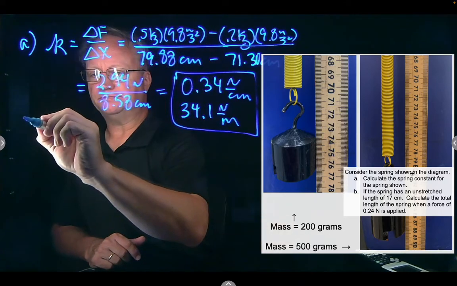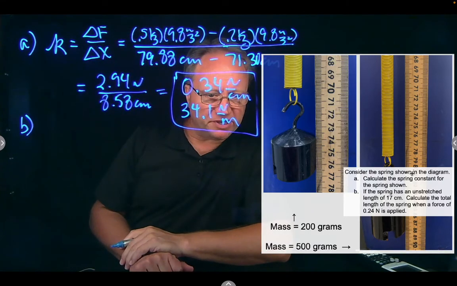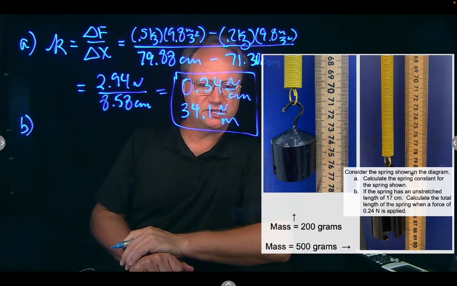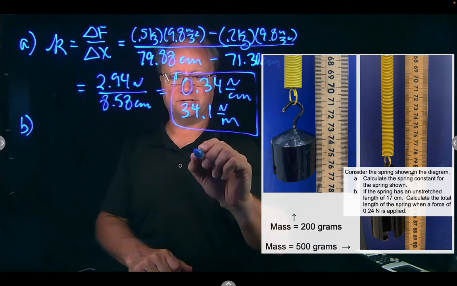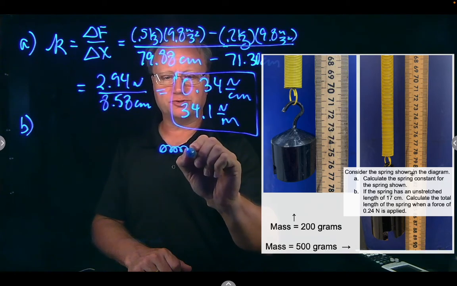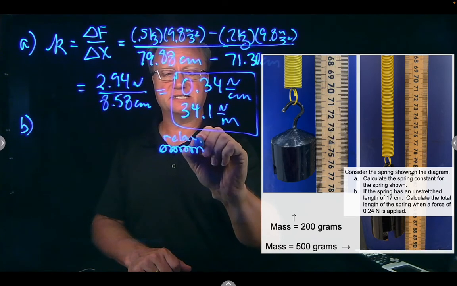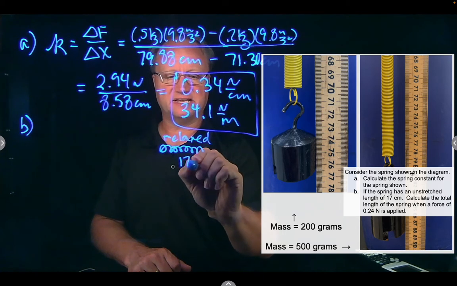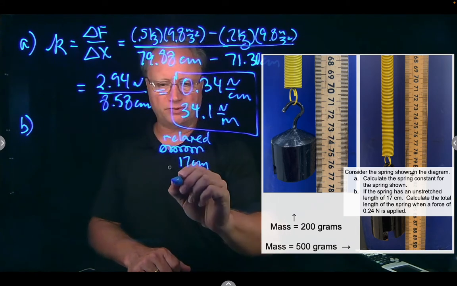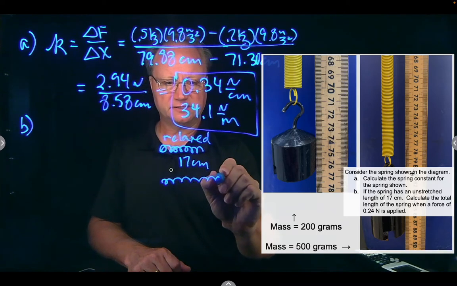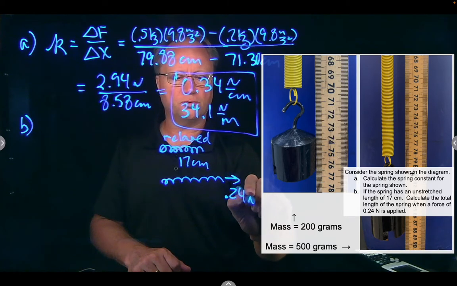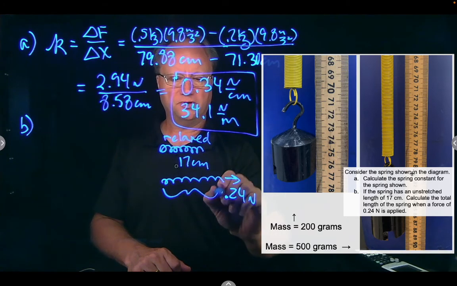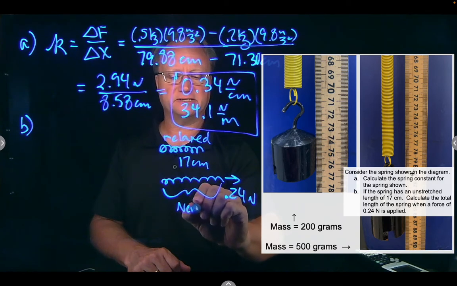Now, part B. Part B, if the spring has an unstretched length of 17 centimeters, calculate the total length of the spring when a force of 0.24 newtons is applied. So then here is our spring when it is relaxed. And when it is relaxed, it's 17 centimeters long. Now we apply a force to it. And this force that we're applying is 0.24 newtons. And we want to know what this new length is.